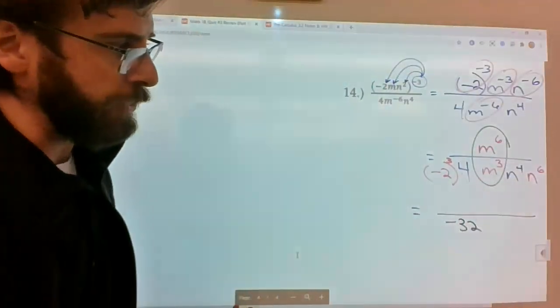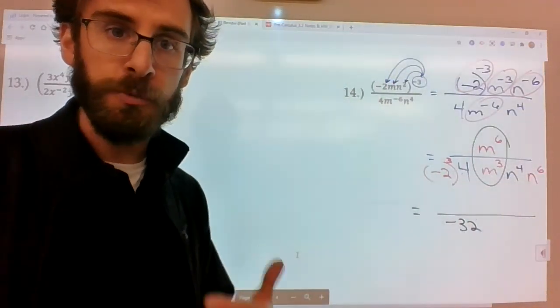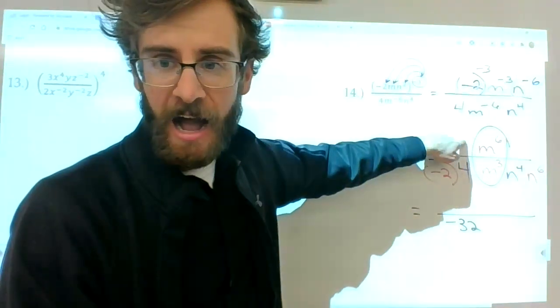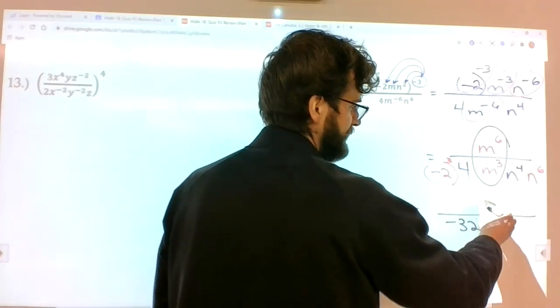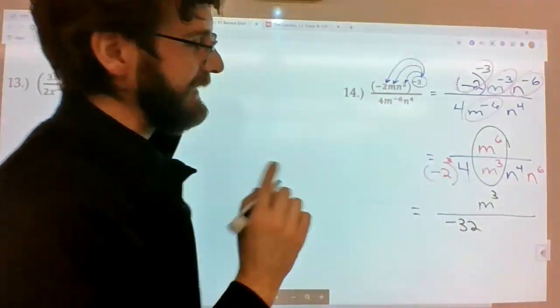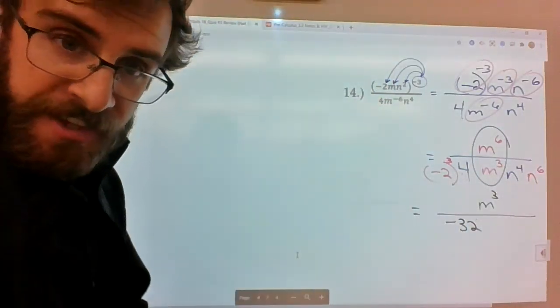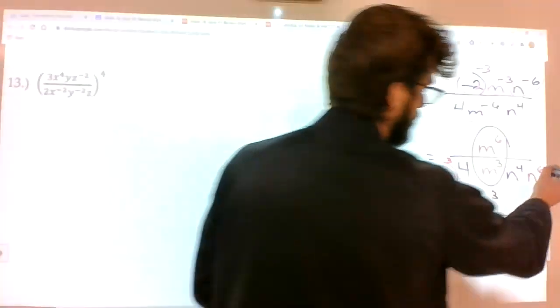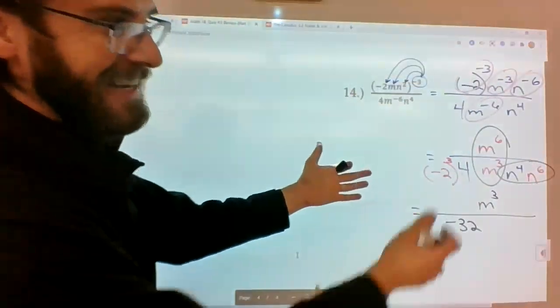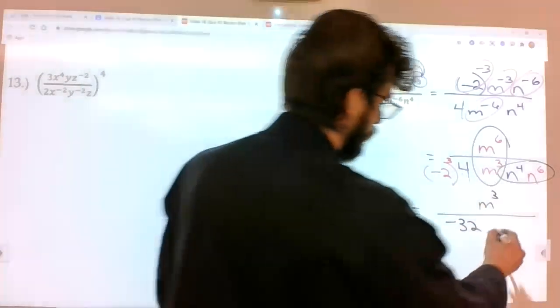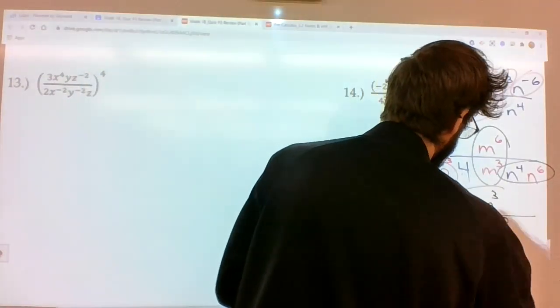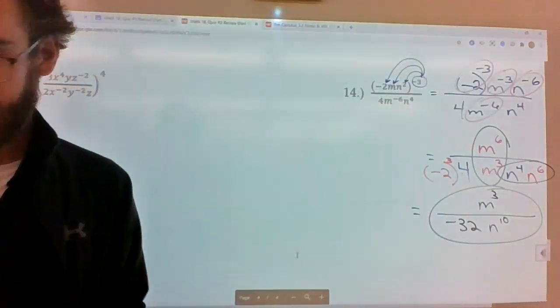Now, the m to the 6 over m cubed, division means you subtract the 2, keep the top because it's the bigger number up top. So 6 minus 3 is m to the 3rd. Keep it up top. And then the n's, they're on the same part of the fraction, so you multiply n to the 4 times n to the 6. Add the exponents. It's n to the 10th. And there's your final answer.